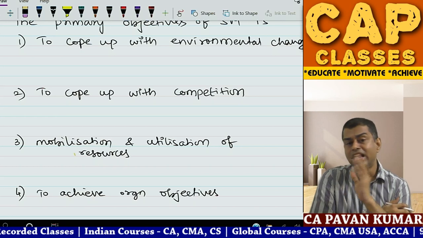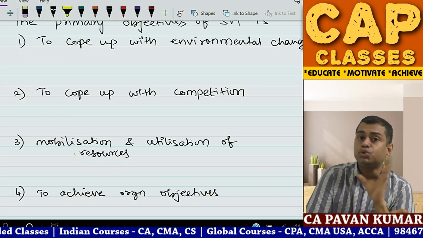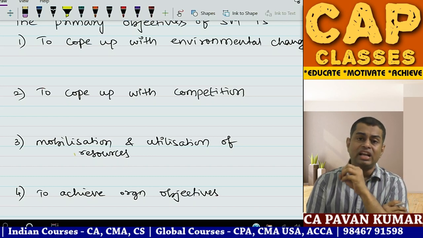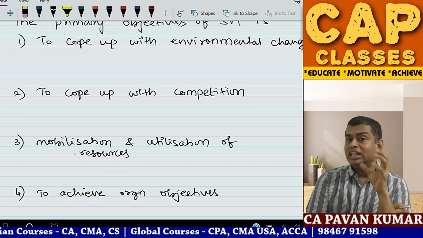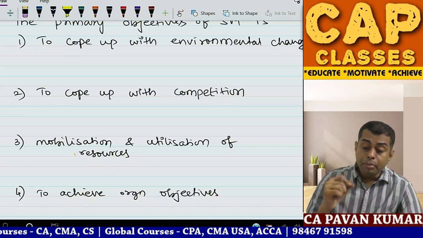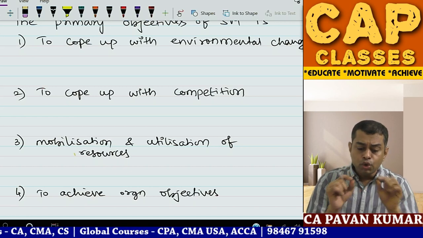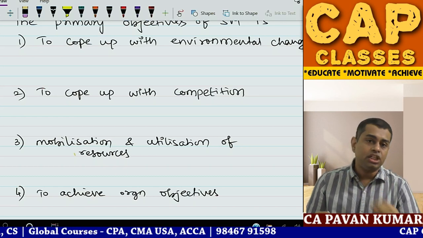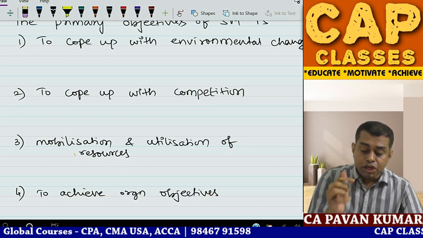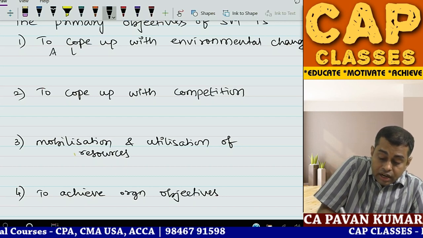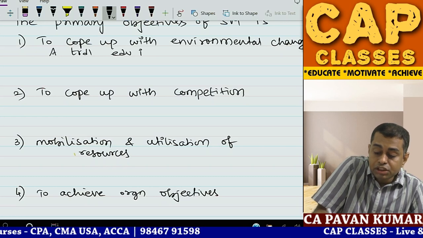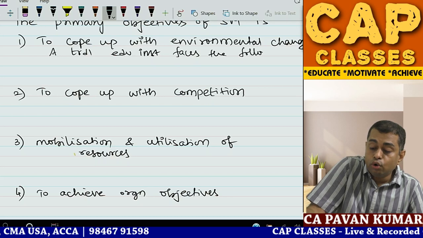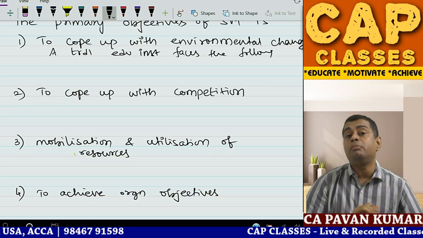For example, imagine an educational institution. How do you use the principles of strategic management in an educational institution? Then what you need to tell is, to cope up with environmental changes. So you keep this in your mind. Then you need to write what the environmental changes are. A traditional educational institution faces the following changes in the environment.